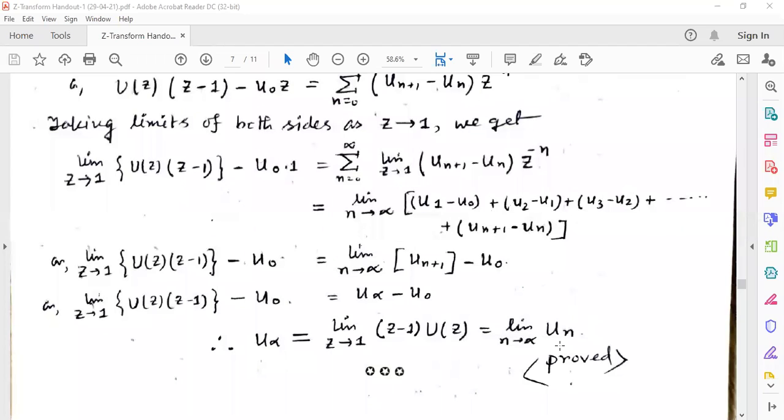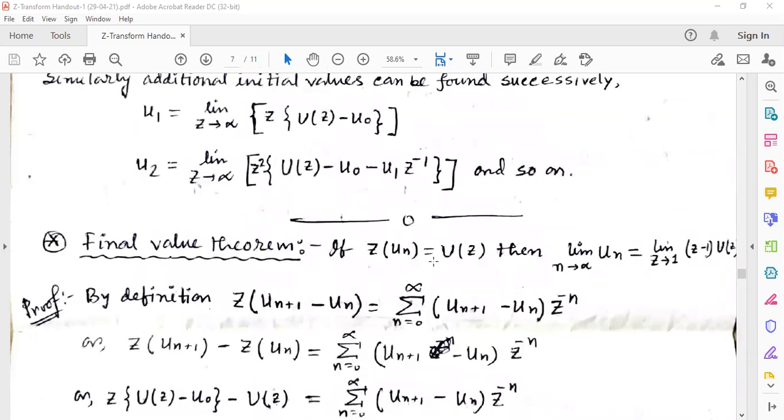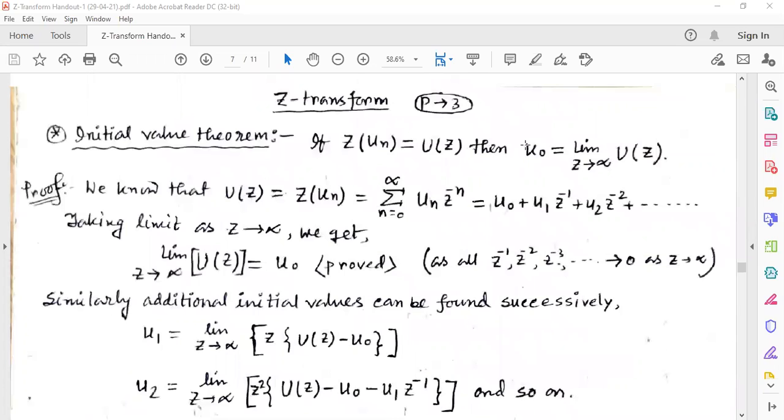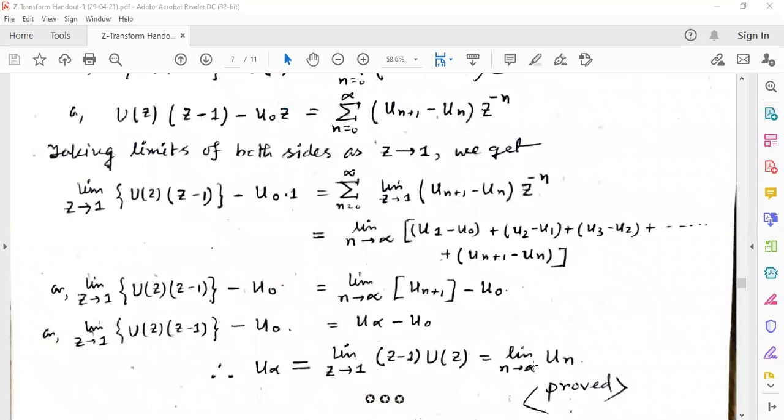As it is, un is present. Look here, the initial value theorem was indicated by u0. As 0 is the initial value, it is known as the initial value theorem. As n is the last term of this Zn, here the final value theorem has un present, so it is known as the final value theorem. You have to remember this. Limit n tending to infinity un is equal to limit z tends to 1 of z minus 1 into uz. This is the final value theorem.